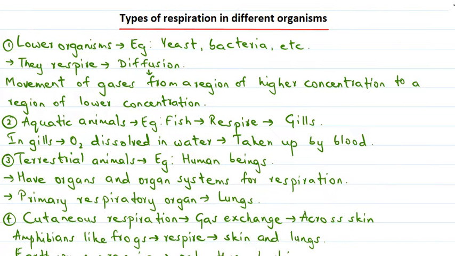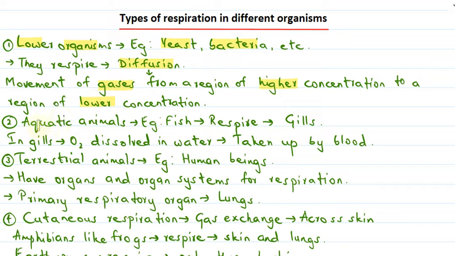So we saw how different kinds of organisms respire. So first we talked about the lower organisms, for example yeast, bacteria, etc. We know that yeast respire anaerobically, whereas some of the bacteria respire anaerobically, while most of them respire aerobically. So here the respiration takes place by the process of diffusion, where diffusion is the movement of gases, and these gases move from a region of higher concentration to a region of lower concentration.